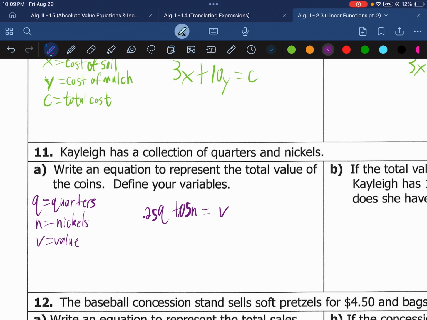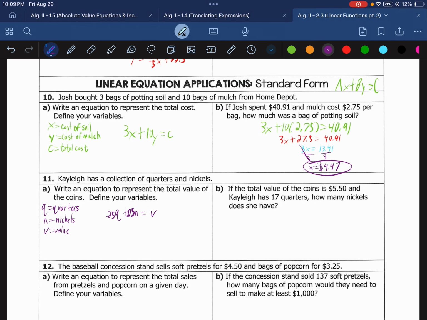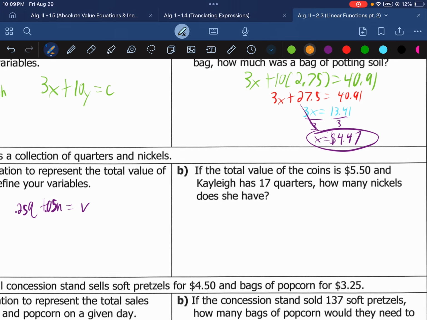And that will give us the amount of the value of all the nickels and the value of all the quarters. And once we add those, we get V, the total value. So plugging some numbers in from part B, the total value of the coins is $5.50, and Kaylee has 17 quarters. How many nickels does she have?